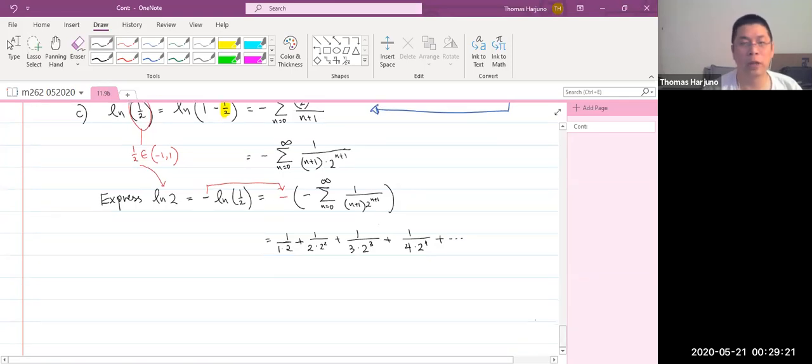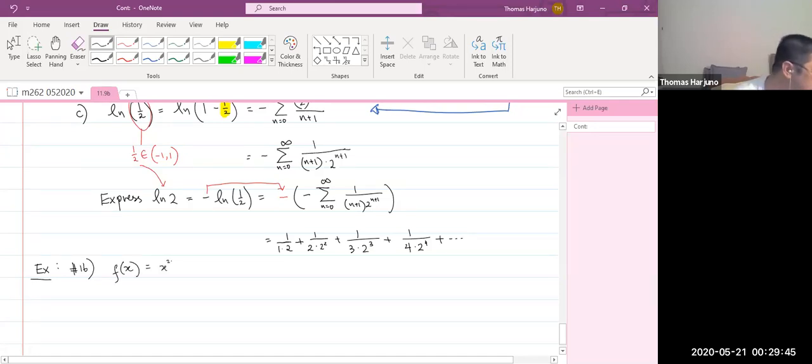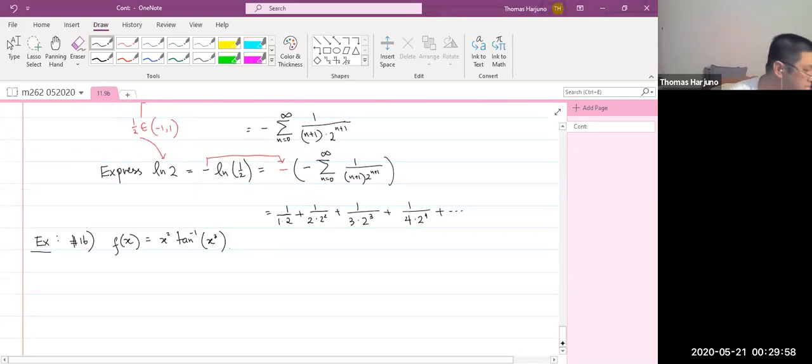Let's take more examples. I spent basically 1 hour just for the second part of 11.9. Let's see, for example, number 16. We have f(x) equals x squared times tangent inverse of x cubed. What is the power series representation?